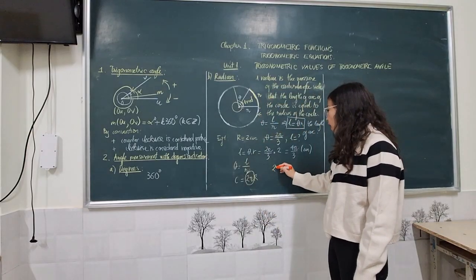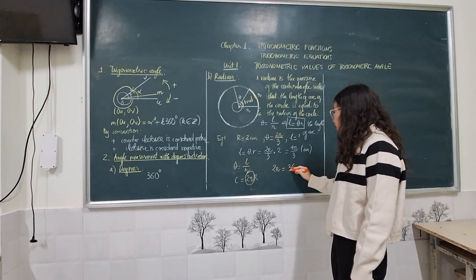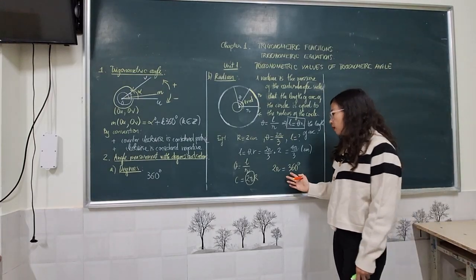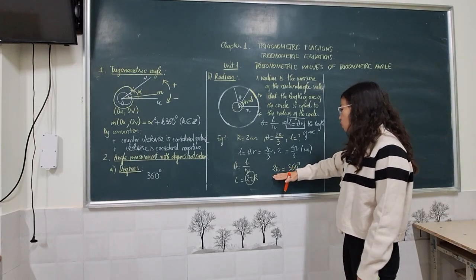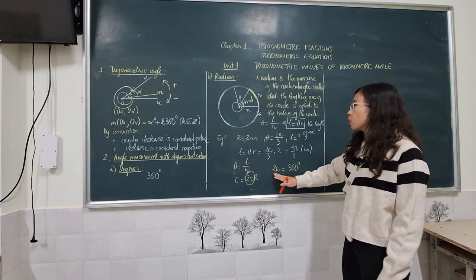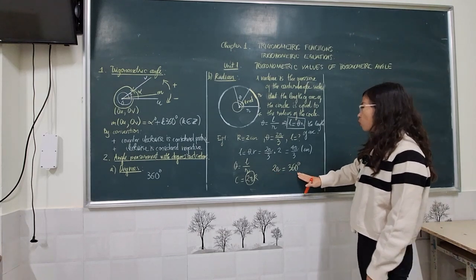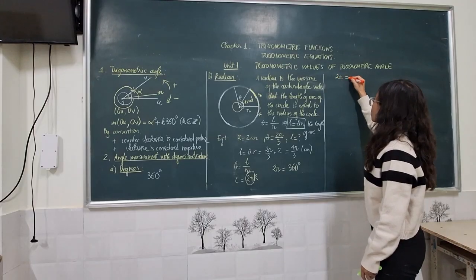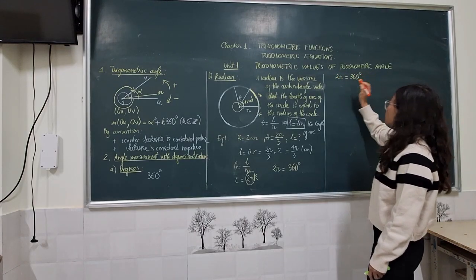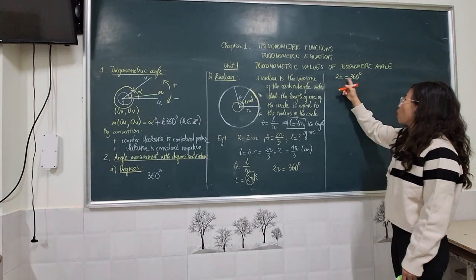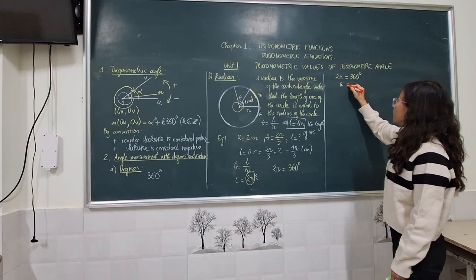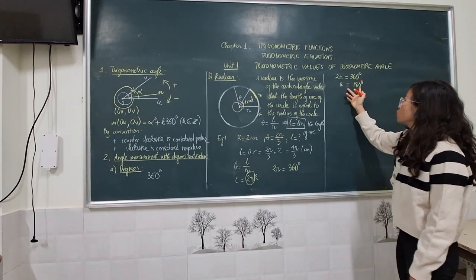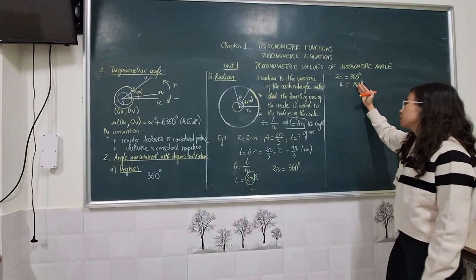We have 2 pi equal 360 degrees, right? Now, in some applications, we should convert between degrees and radians. So we should remember 2 pi equals 360 degrees. Divide both sides by 2. We have pi equals 180 degrees to convert between radians and degrees.